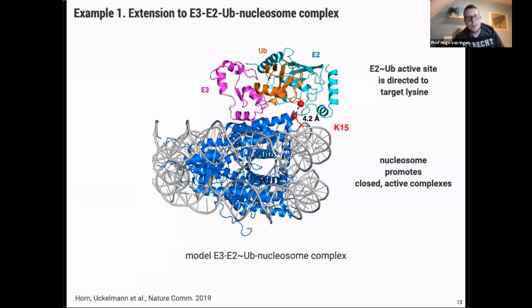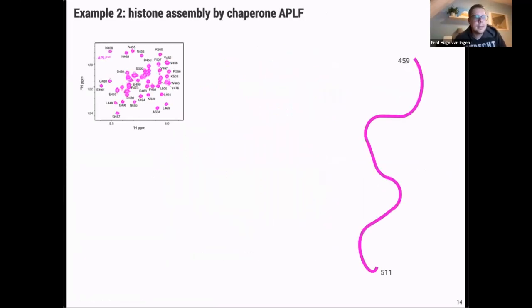Okay, this was an example where we essentially started from crystallography and moved to NMR. The last example that I want to show is actually the opposite way, starting from NMR going to crystallography. And this is a study of a histone chaperone called APLF, trying to figure out how it interacts with the core histones.